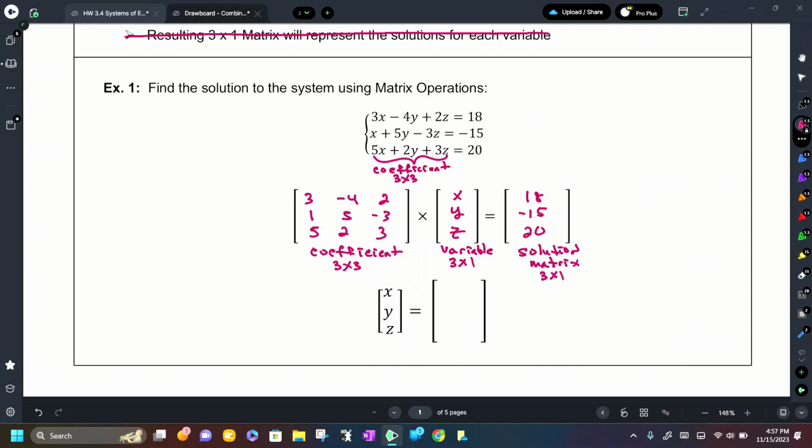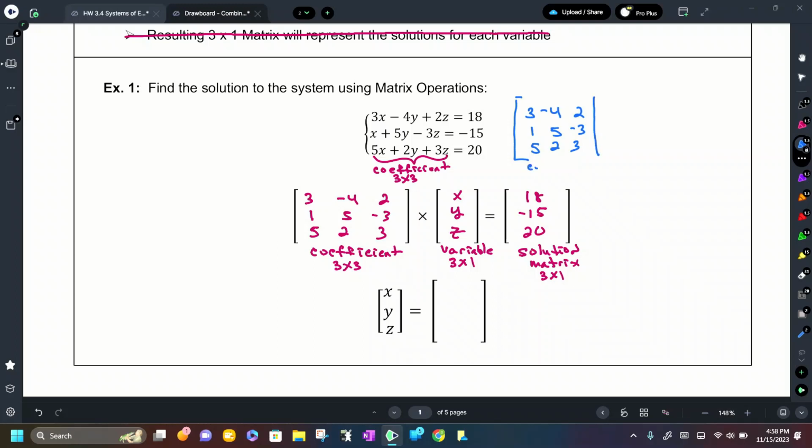We have to rewrite our matrices. And so what we're going to do is take our coefficient matrix. So I'm going to take my coefficient matrix 3, -4, 2, 1, 5, -3, 5, 2, 3, and we're going to put a little bracket right there. Instead of a bracket on the other side, we're going to put a straight line.